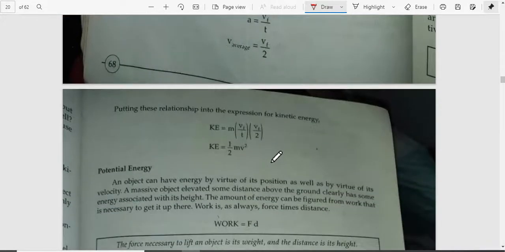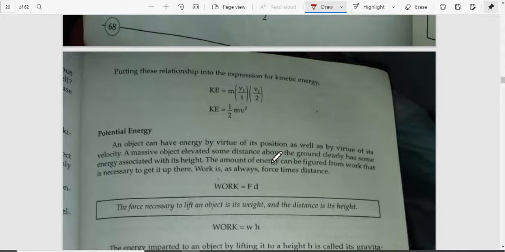So putting this relationship into the expression for kinetic energy, KE is equal to mass times VF over time times VF divided by 2. Therefore, you can derive this formula: you have your 1/2, because you have the 2 below, and your velocity VF becomes squared. So this is a shortcut formula that you can derive.